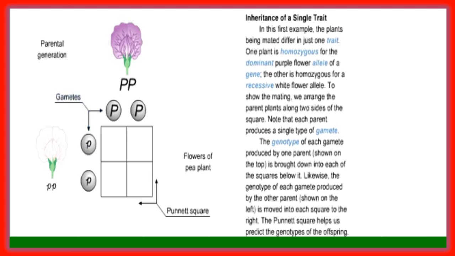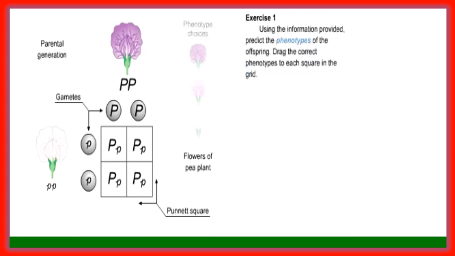The genotype of each gamete produced by one parent, shown on the top, is brought down into each of the squares below it. Likewise, the genotype of each gamete produced by the other parent, shown on the left, is moved into each square to the right. The Punnett square helps us predict the genotypes of the offspring. Using the information provided, predict the phenotypes of the offspring. Drag the correct phenotypes to each square in the grid.